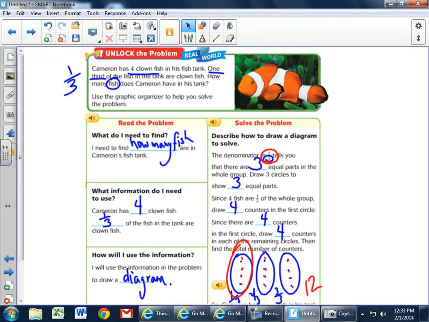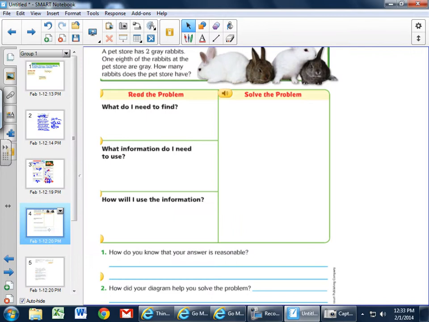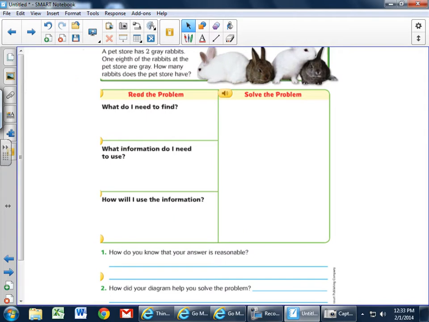So since the denominator of 1/3 told you there were 3 equal parts in the whole group, we started by drawing the 3 circles. And then we knew that 1/3 of the whole number was 4, so we started placing 4 in each one of the circles until we got out of the 3 circles, and then counted those to get to the 12. So kind of going backwards from what we did yesterday, which is why I was telling you yesterday, or in the lesson before, that we should be drawing them all out.